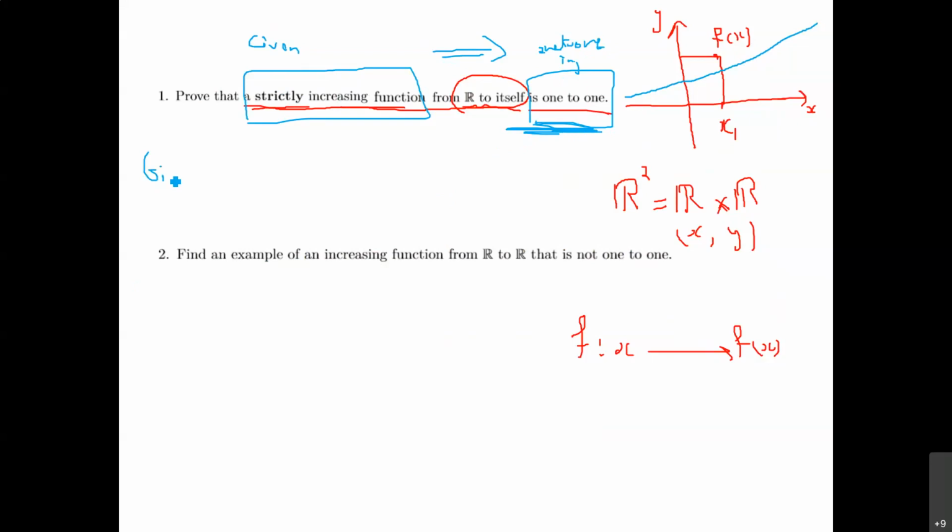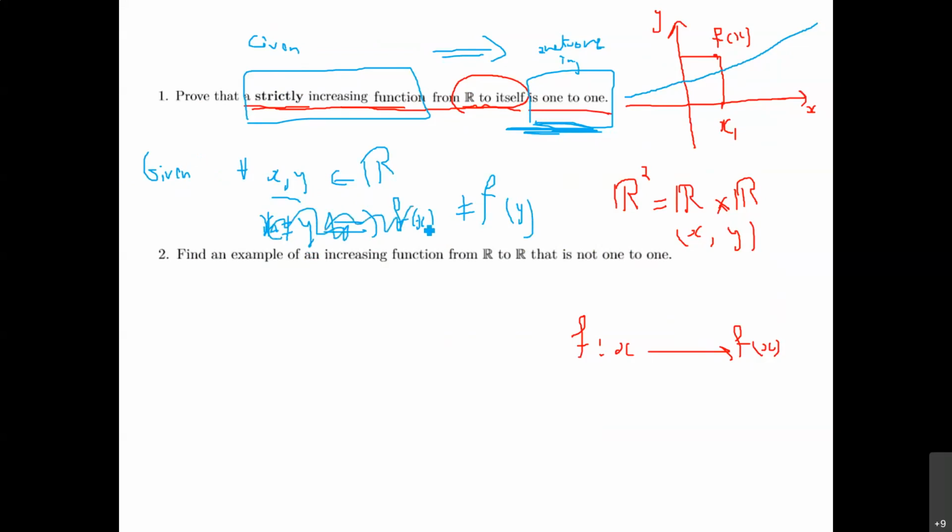What's my given? For every x, y belongs to R. These are just variable names. You can call them x1, x2, x, y, whatever you want. For every x, y that belongs to R, if x and y are different, then that means f of x is different from f of y. Okay, never mind. I made a mistake here. This is the definition of injective.